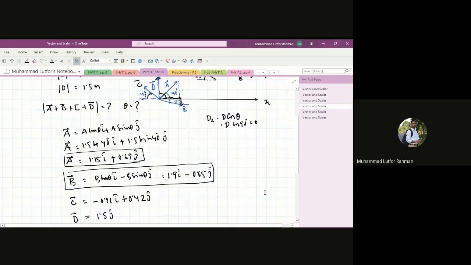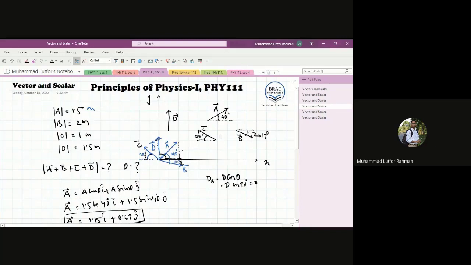So I just rearrange the vector. If the vector is in that form, I can rearrange. I can take them to one origin without changing the direction, and the magnitude of that vector I can easily find out.